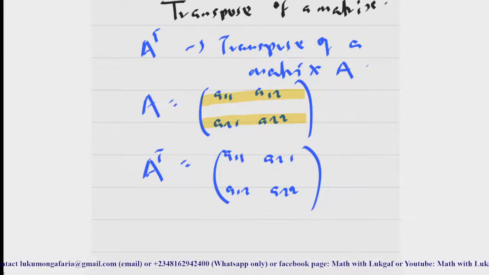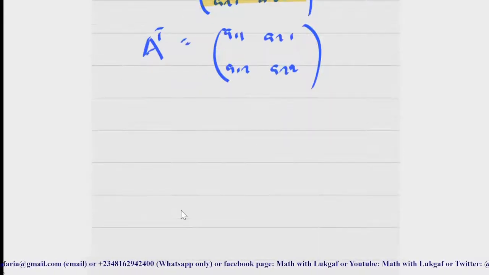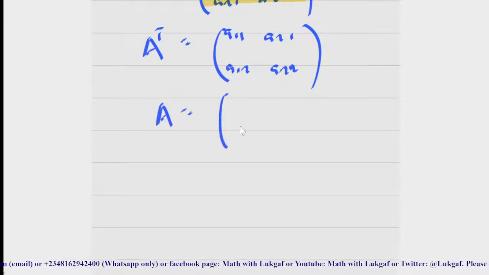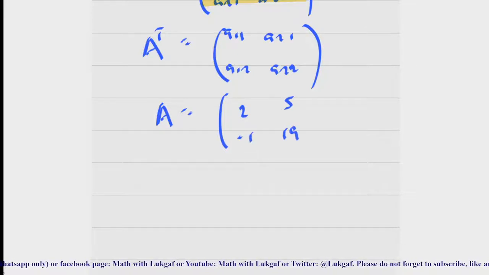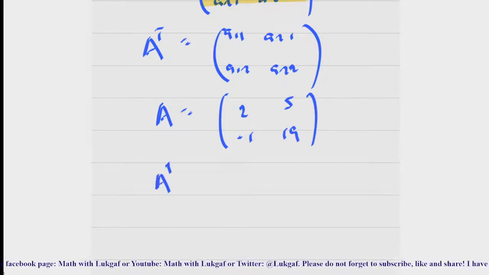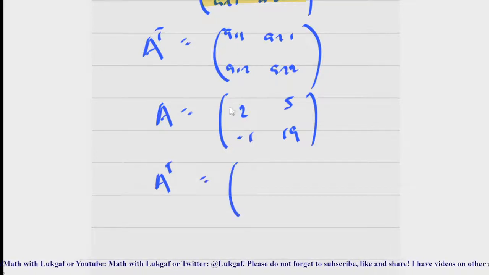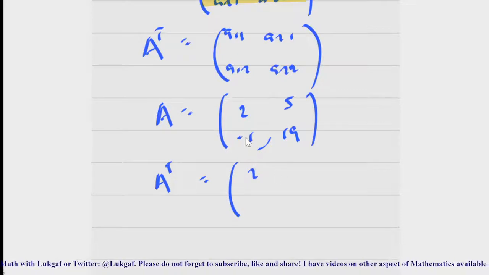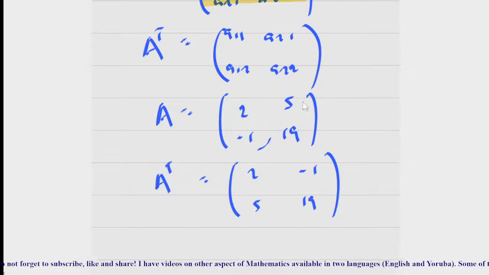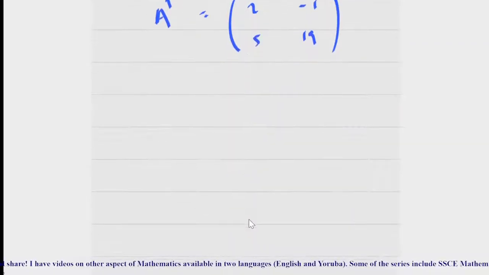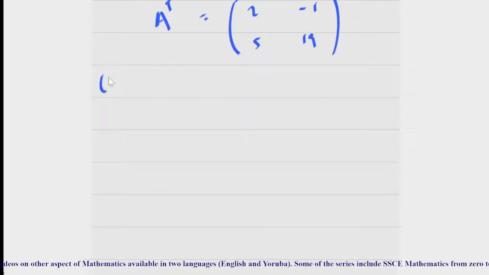So for example, again, what if you have your A now to be 2, 5, minus 1, 19? Then the transpose of A will now be what? Then you interchange the row with column. So that I'm going to have 2, minus 1, 5, 19. I hope you understand that. So just interchange the row as well as the column. If that is clear, let me give you another example.